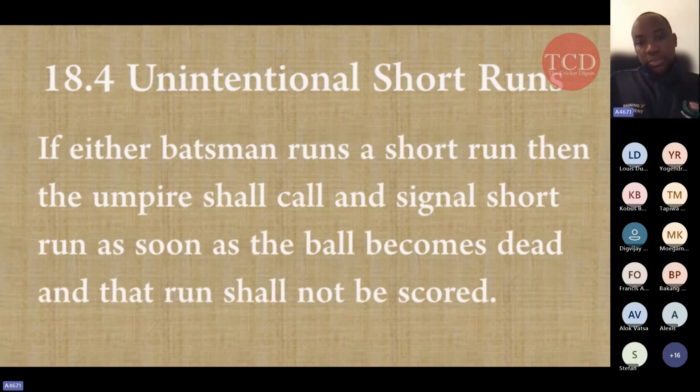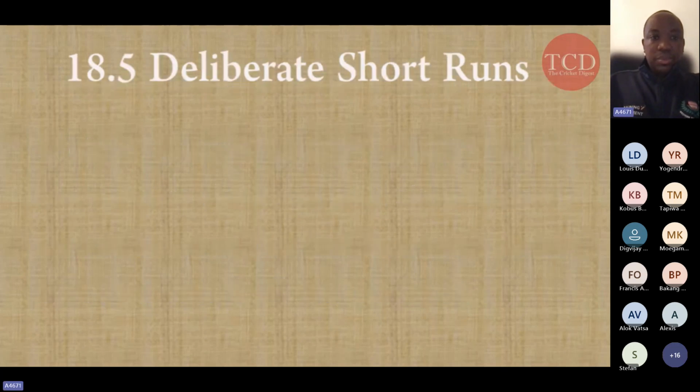For example, if they run two and if they run one short, then only one run will be scored. Now, let's take a look at deliberate short run.